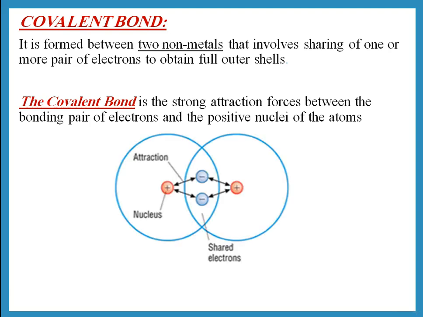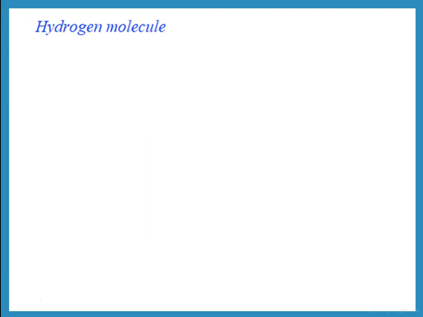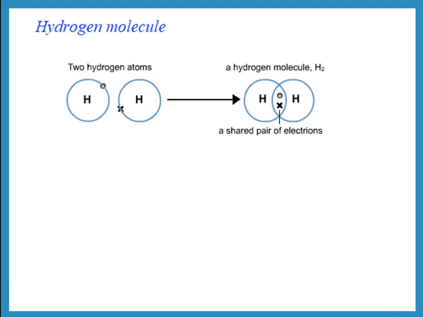The covalent bond, in this case when we're sharing electrons, is the strong attraction forces between what? Between the bonding pair of electrons and the positive nuclei of the atoms. So each atom has a positive nucleus. The two electrons that are being shared are attracted to these positive nuclei, and that forms what we call the covalent bond.